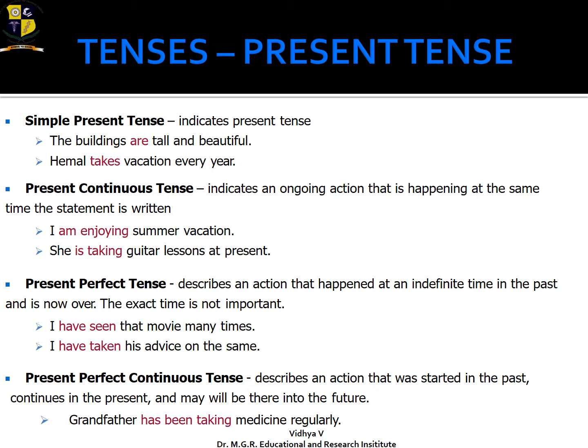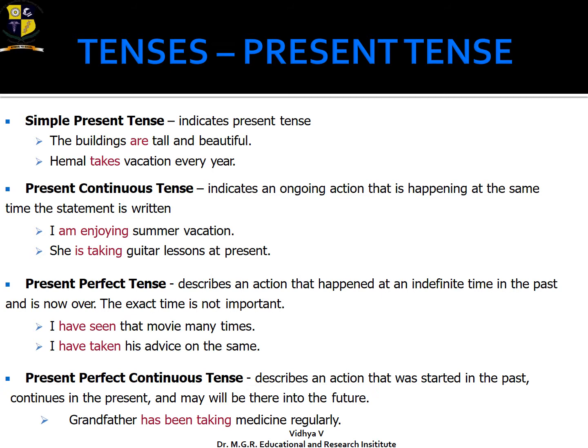Next is present continuous. This indicates an ongoing action that is happening at the same time the statement is written. So I am enjoying summer vacation. The summer vacation is happening right now and I'm enjoying. So this comes under the category present continuous or progressive. So it is progressing. Next, she is taking guitar lessons at present. So it is continuous. It is an ongoing action that is happening at the same time that I am writing that sentence. So it is called present continuous.